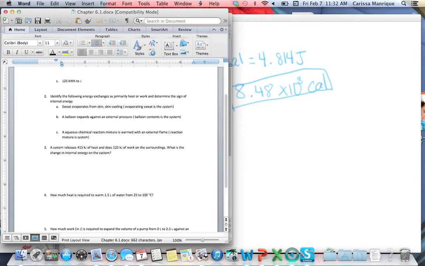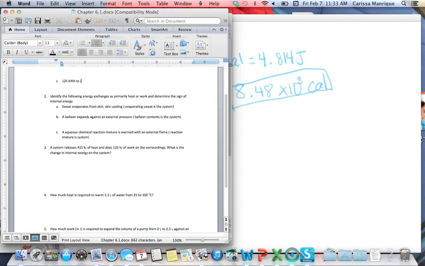Let's look at B. A balloon expands against an external pressure. So the balloon is our system. Let's see what the balloon is doing. It's expanding, right? Okay. So what are we looking at here? We're looking at work. Okay. Right? Because we're looking at expansion. We're not looking at a temperature change. Now let's look. Does the balloon want to expand? Does it want to do work? No, so that's negative. Anytime you have a volume change by your system, then it's doing work. So it's a negative sign there.